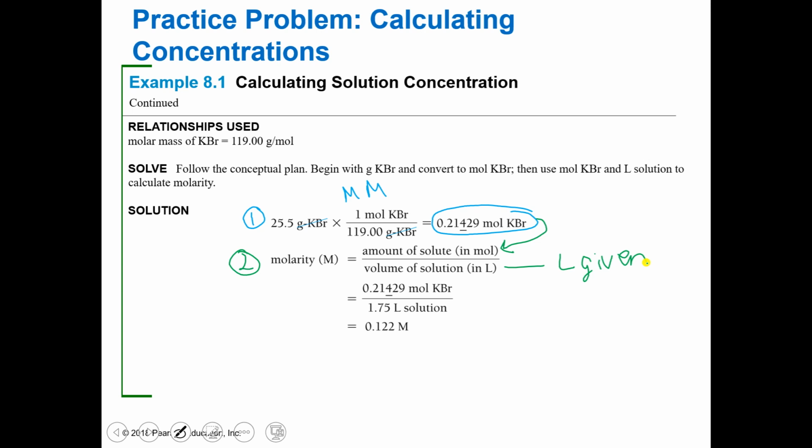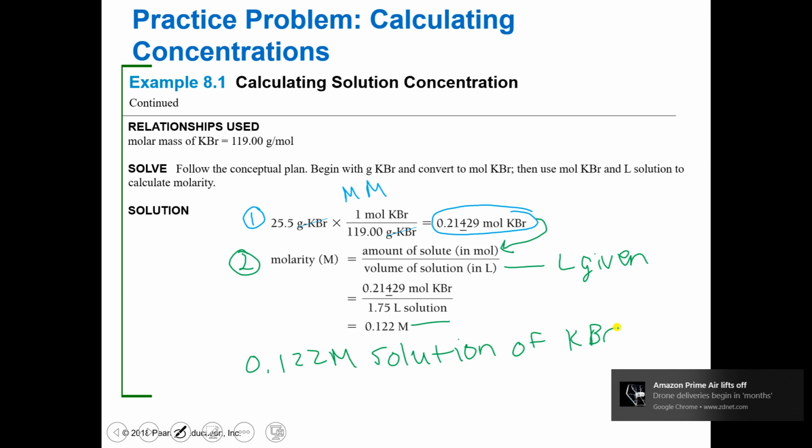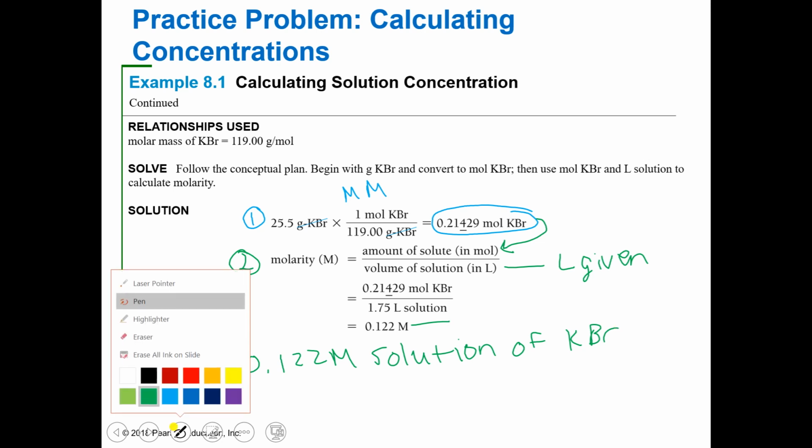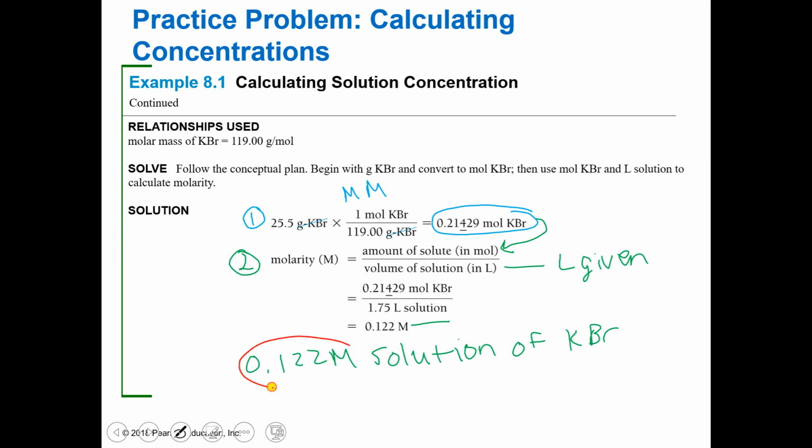Now, a couple of things I want to talk about. When we get this answer right here, what we can say is that we have a 0.122 molar solution of potassium bromide. Okay, that's going to become important. When you see that 0.122 capital M, that is the concentration. Molarity is the concentration. You're also going to need to get in the habit of taking this and thinking about it in terms of this. Okay, that's because when we use molarity as a conversion factor, this is the format in which we need it.